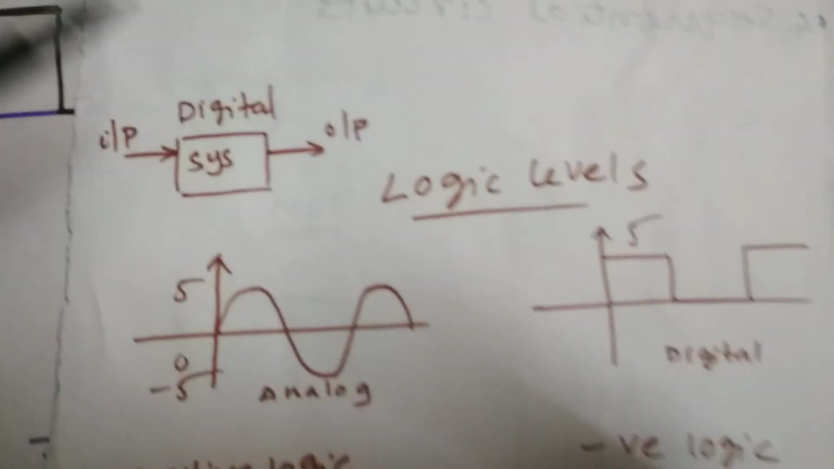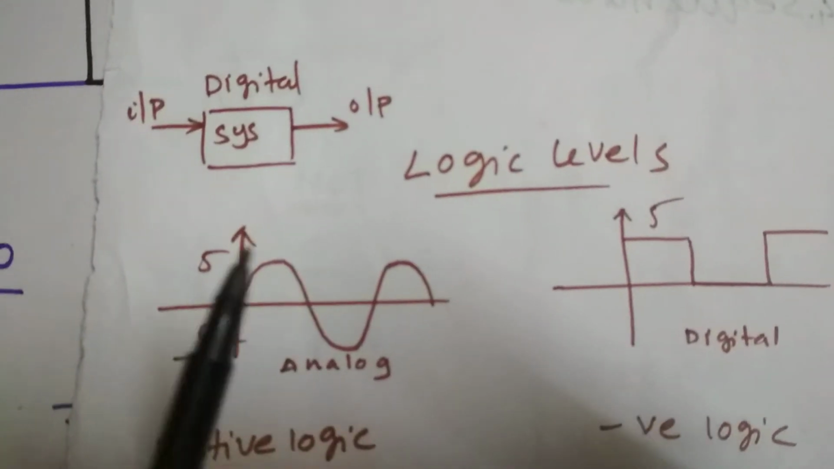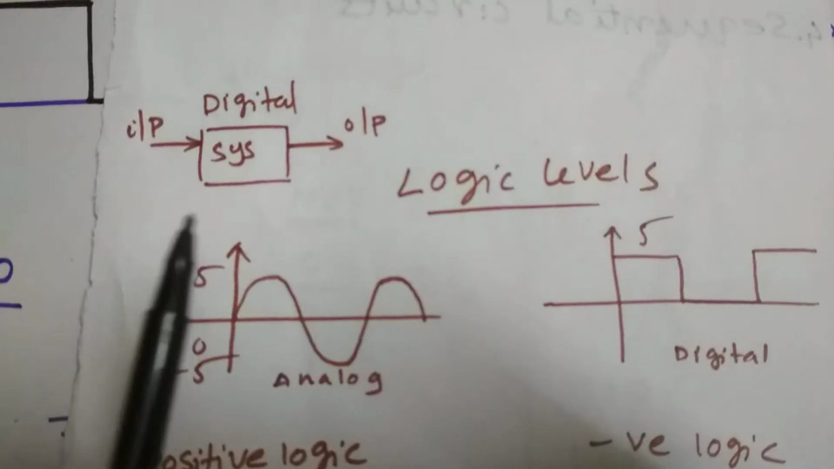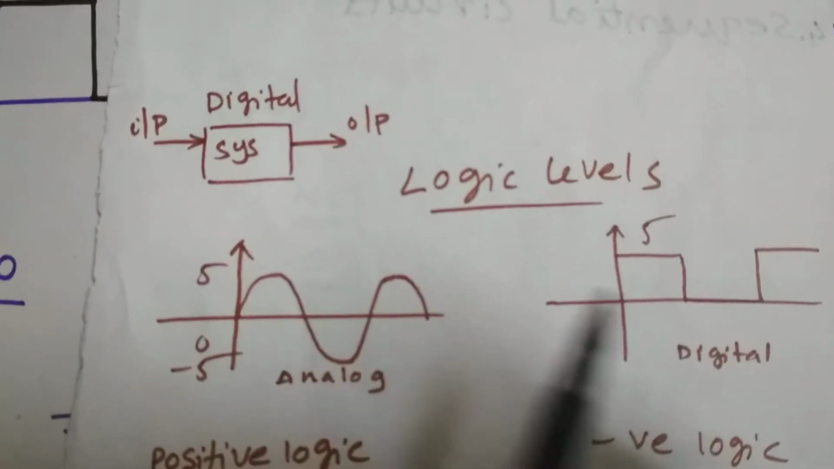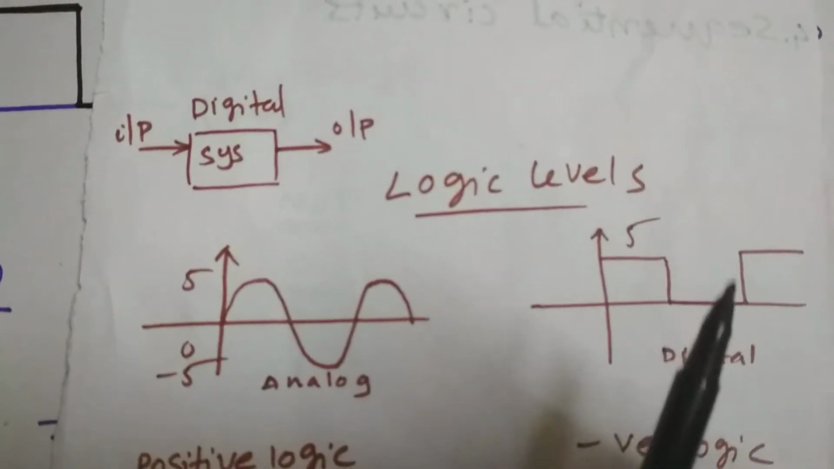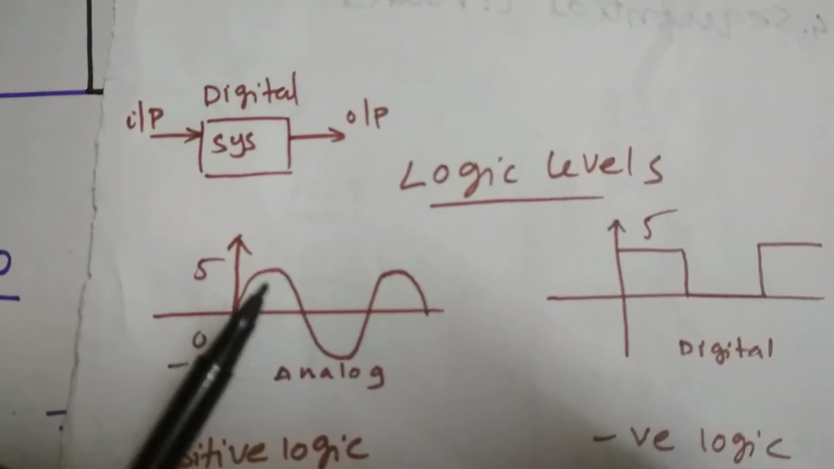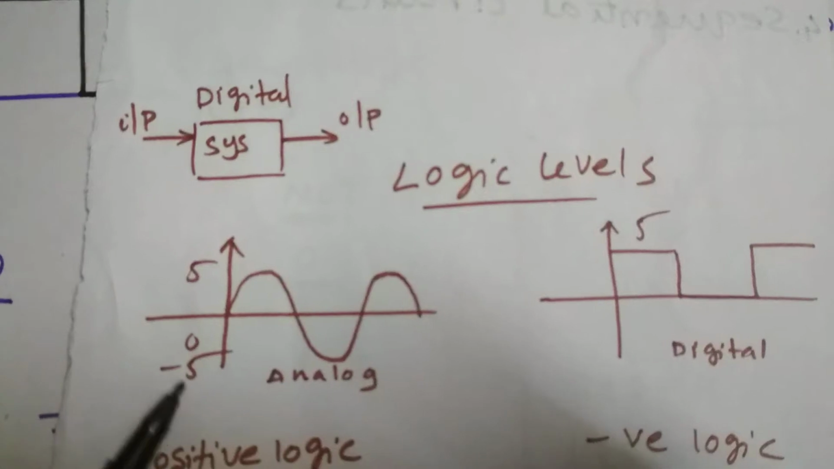So before going to logic gates, I want to say the difference between analog signal and digital signal. Analog signal is continuous, whereas digital has only two values, either 5 or 0 volts over here, whereas analog has various values from minus 5 to 5.